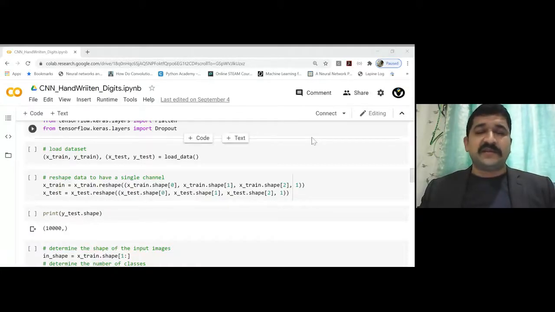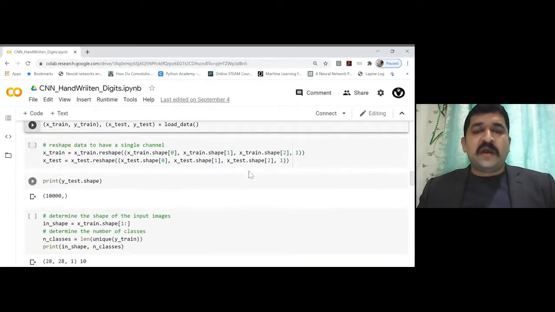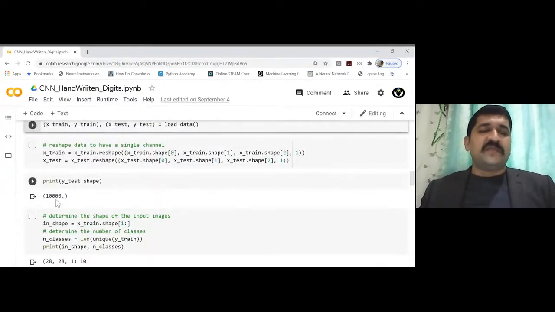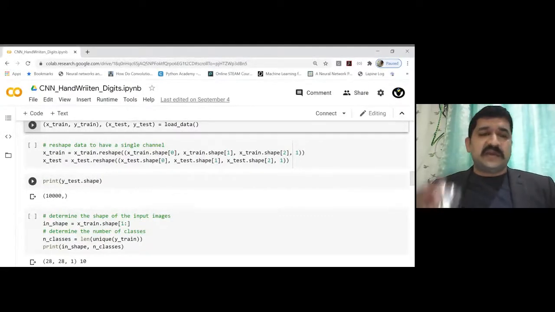GitHub is interesting. So going back to our problem statement, we have x_train and x_test ready, whose shape has 10,000 comma, which means we have nearly 10,000 images available.